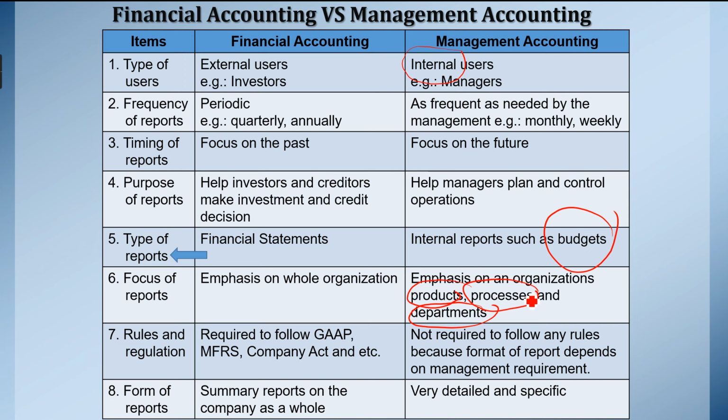Okay, alright. For number 7, the rules and regulations. Okay, for FE, we are required to follow GAAP standard, MFRS, IFRS, Company Act, and so forth. Okay, so that's why when you are preparing the statements, you must follow the format given. Okay, because it is for the external users. So you need to have a standard report so that you can compare your reports with other companies. Okay, tapi for ME, we don't follow any specific rules for reporting.